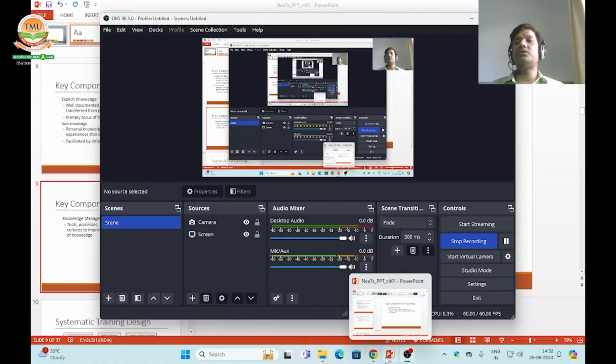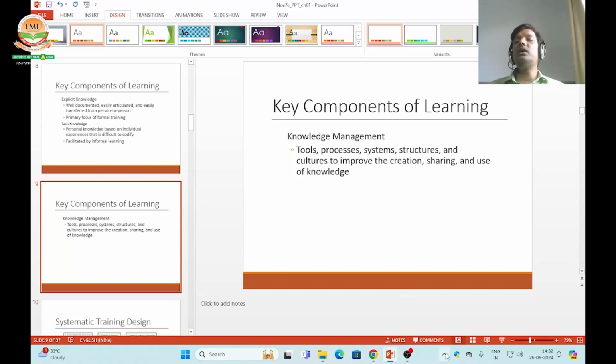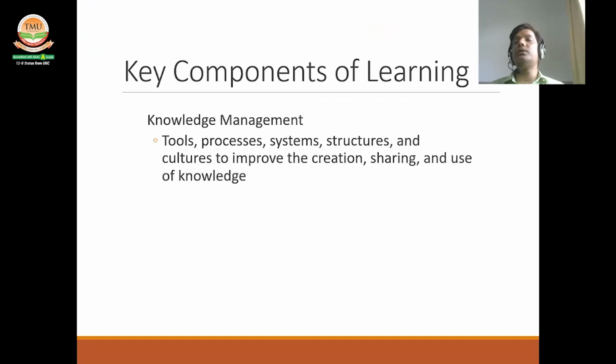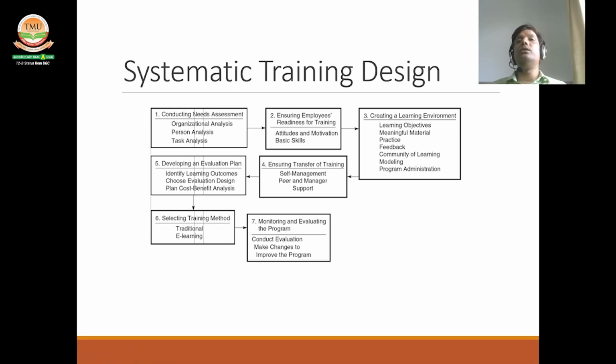Let's start with the session. These were the key components when we are talking about learning and knowledge management. Knowledge has to be managed because if an organization does not have a knowledge management system, then it cannot think about a task force or team members or workforce with good knowledge. Then this is a diagrammatic representation of systematic training design, how we can conduct systematic training for employees.